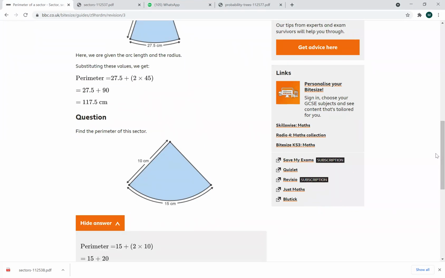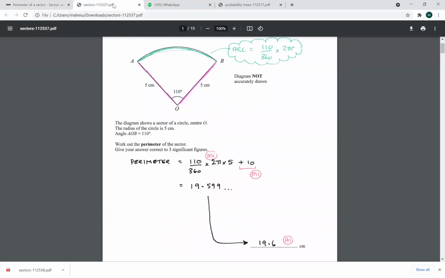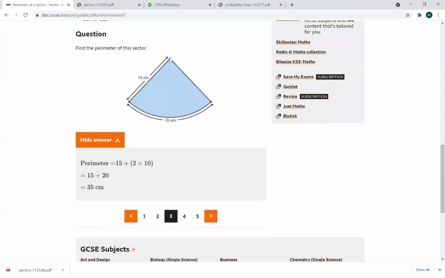Reveal the answer. So you got perimeter is 15. This is different from our one. Okay, I think I got it. First, we find this arc. We use this equation to find this arc size, right? Yeah. Then we add the two lengths together. So that's what they did here. Then they added 10 centimeters here. They did 2 times 10. Did that make sense? Yeah.